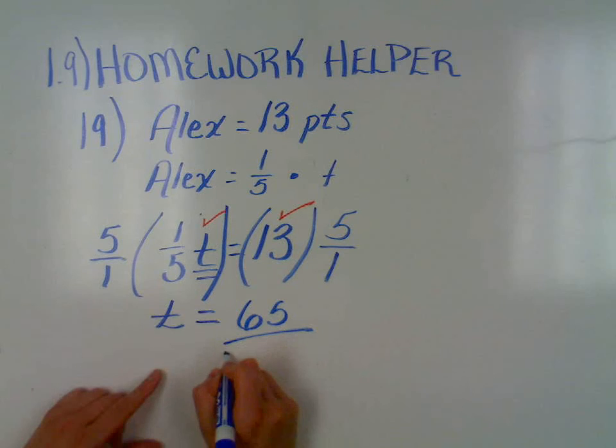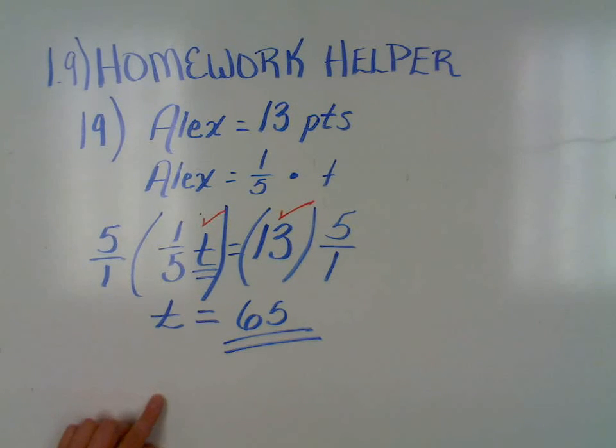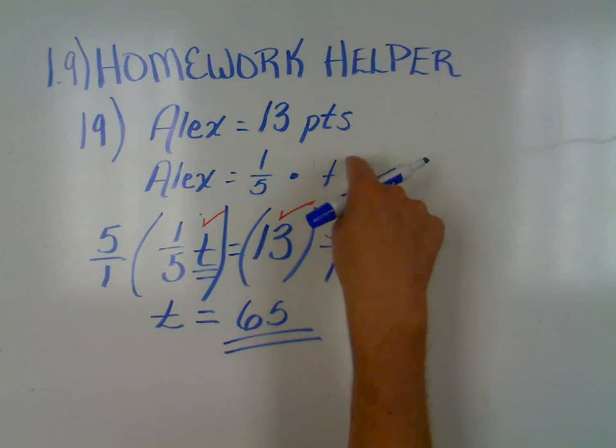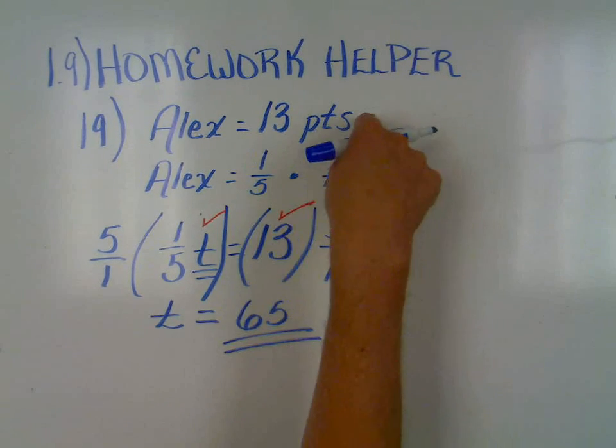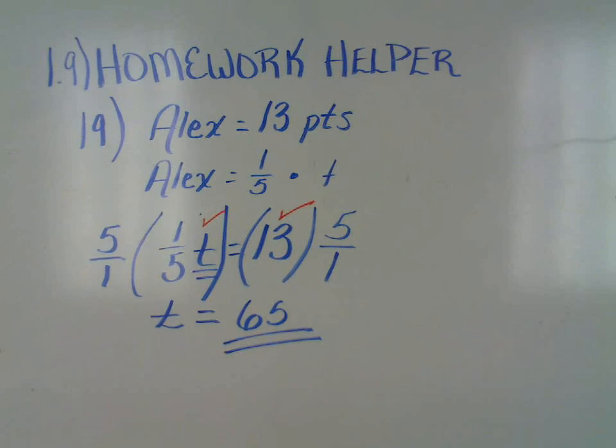So the team scored 65 points. Alex scored 1/5 of those points, which is equivalent to 13. And again, I can check it. If I do 1/5 times the 65, we figured we do indeed end up with 13.